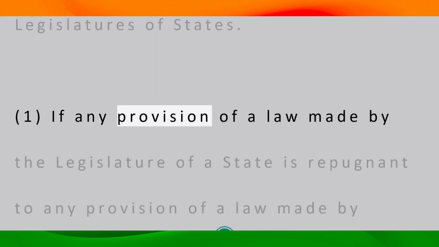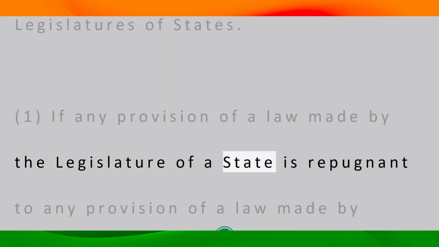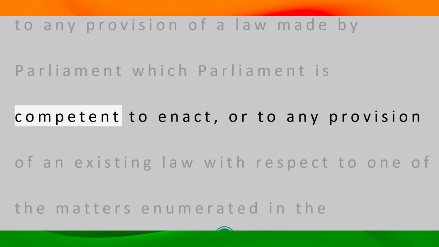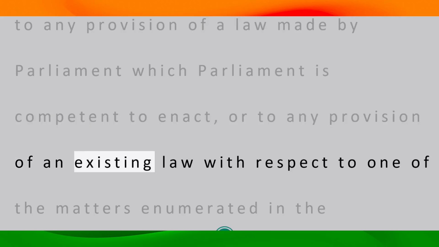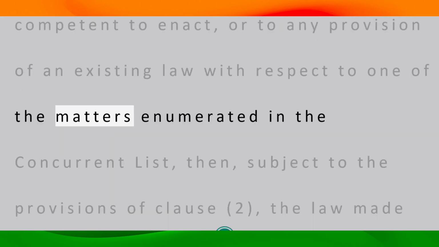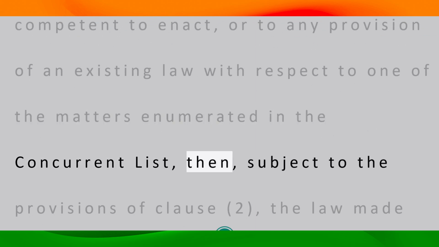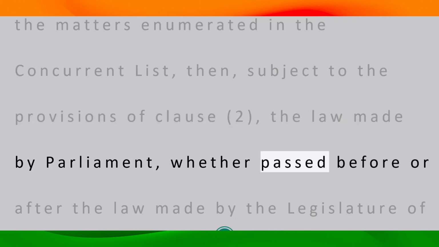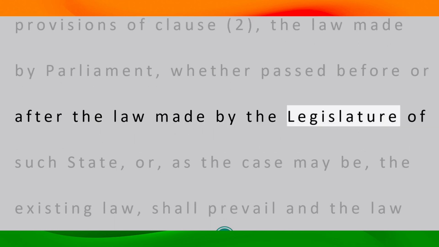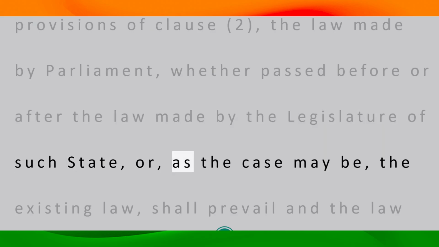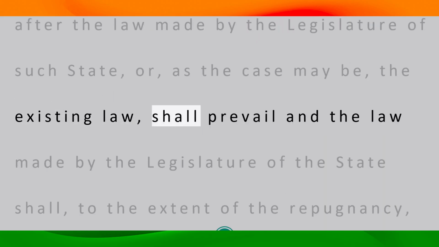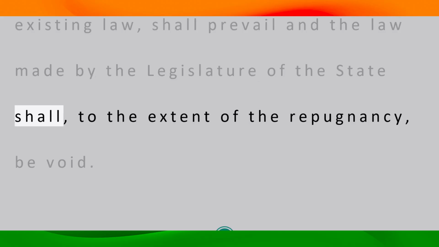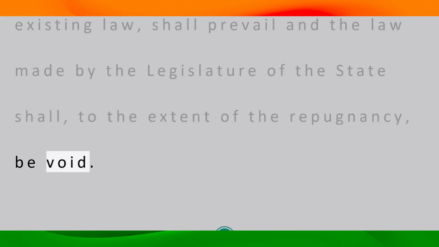1. If any provision of a law made by the legislature of a state is repugnant to any provision of a law made by Parliament which Parliament is competent to enact, or to any provision of an existing law with respect to one of the matters enumerated in the Concurrent List, then, subject to the provisions of Clause 2, the law made by Parliament, whether passed before or after the law made by the legislature of such state, or, as the case may be, the existing law, shall prevail and the law made by the legislature of the state shall, to the extent of the repugnancy, be void.